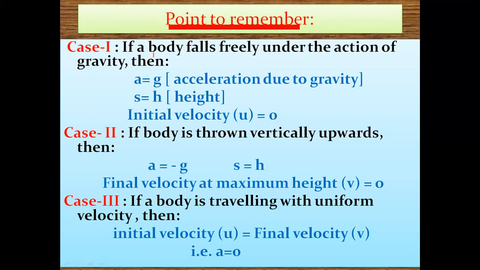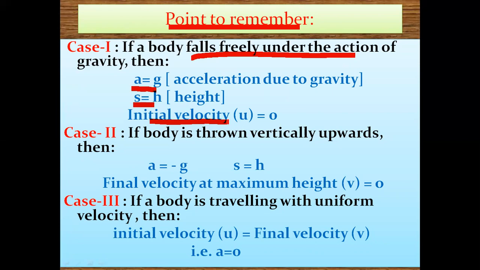Case number one: if a body falls freely under the action of gravity, then acceleration is equal to g. When a body falls under the effect of gravity, we represent a as g, where g means acceleration due to gravity, and s is equal to h, the displacement. In this case, the initial velocity u is equal to 0.